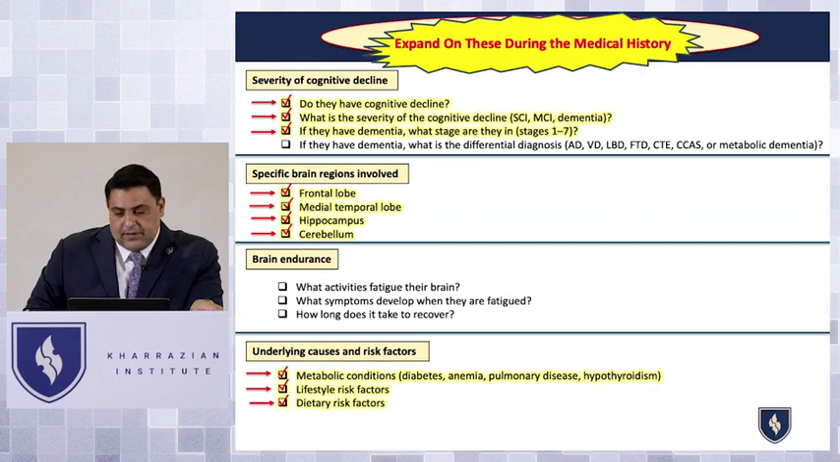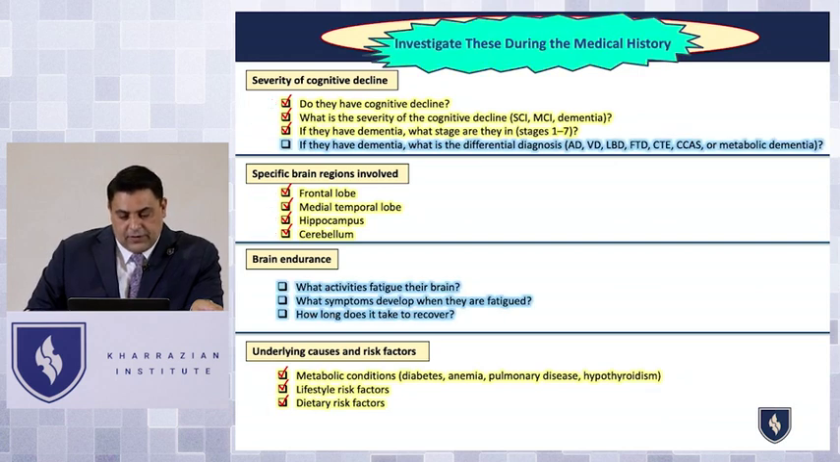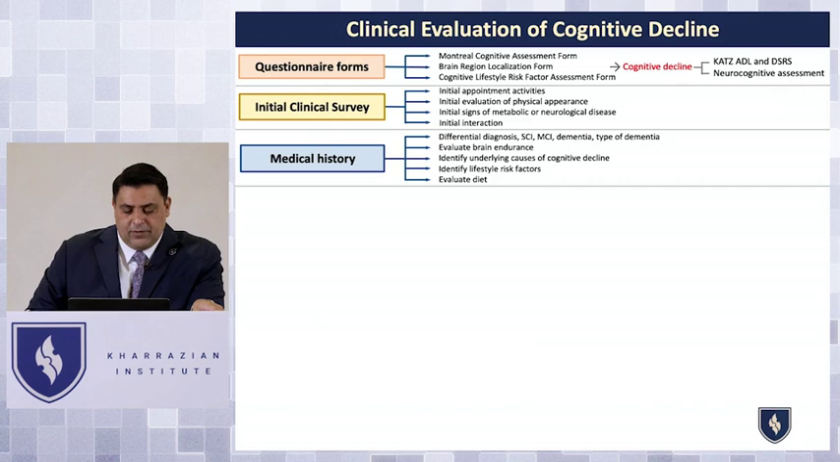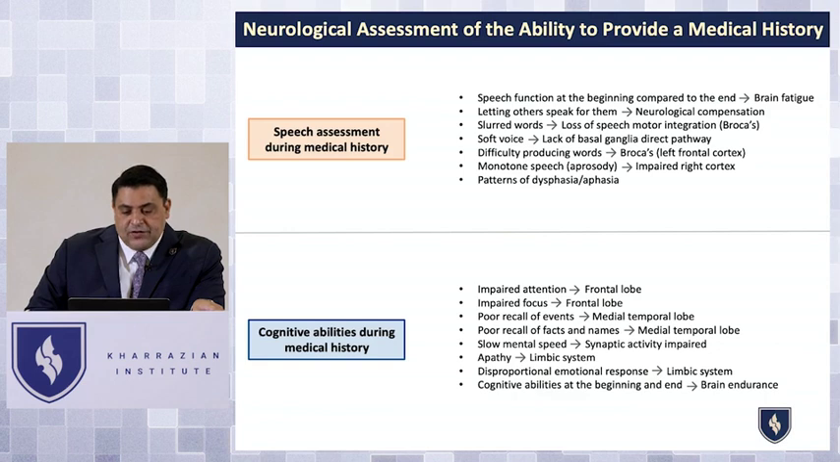So you're going to expand on these in your medical history, but then in your medical history, you've got to really start to differentially diagnose Alzheimer's disease versus vascular dementia versus Lewy body dementia and all the other forms, and then really start to understand an idea about their brain endurance. And you'll be able to understand the brain endurance also by how they fatigue when you're doing your medical history. Now, remember, when you're doing your medical history, you're actually doing a neurological assessment.